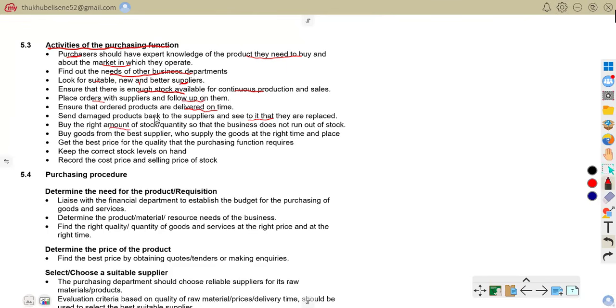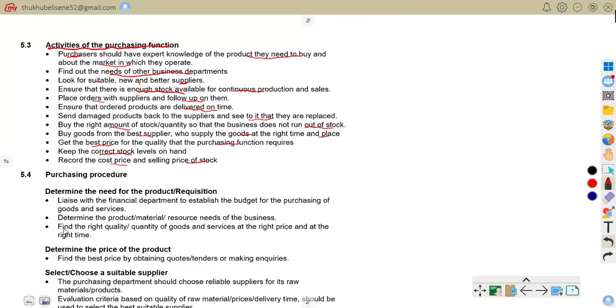Buy the right amount of stock quantity so that the business does not run out of stock. So they have to make sure that they buy enough so that the business is not going to find itself with a shortage of stock. Buy goods from the best suppliers who supply the goods at the right time and place. Get the best price for the quality the purchasing function requires. Keep the correct stock level on hand, and they are to make sure that they record the cost price and selling price of the stock.